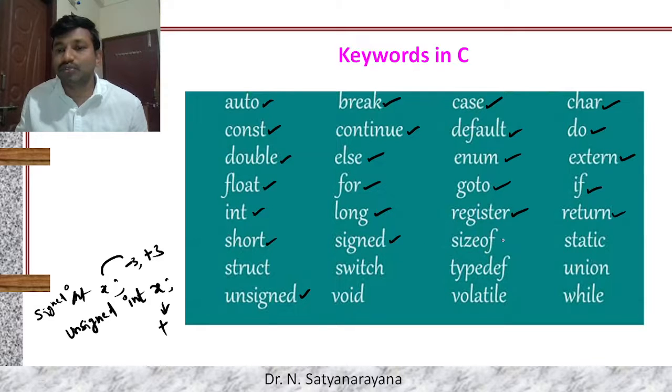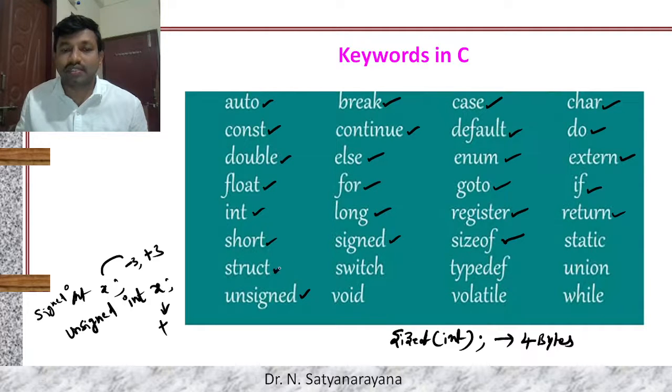Sizeof is used to know the size of a data type. For example, if you want to know the size of int, how much memory is allocated, you can write like this. If it is a 32 or 64-bit compiler, it could be 4 bytes. Then struct is used to define a user defined data type. Switch is used to define the case control statements.